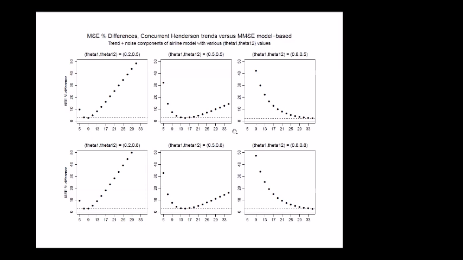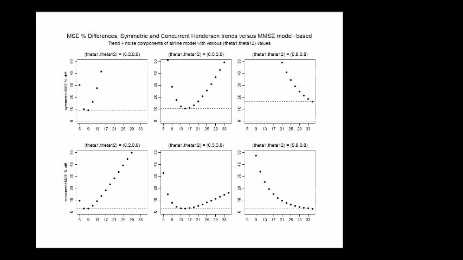This makes sense because a fair amount of the mean squared error for the concurrent filters comes from forecast extension, and both the model-based and the Henderson concurrent that I'm constructing use the same forecast extension. So they both get penalized the same amount of this additional mean squared error for the concurrent versus the symmetric filters.